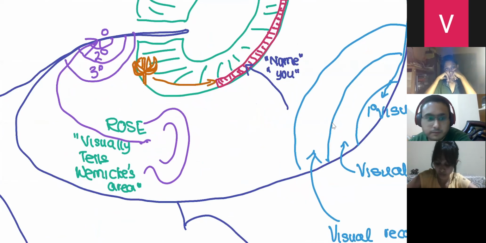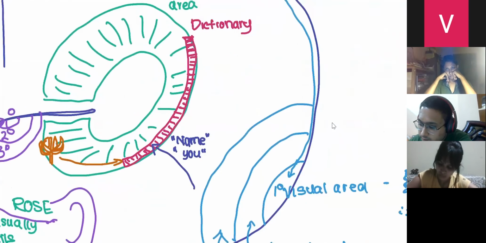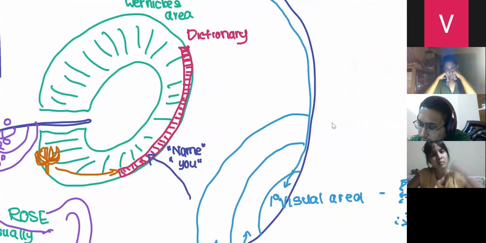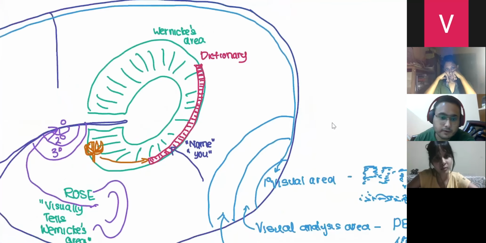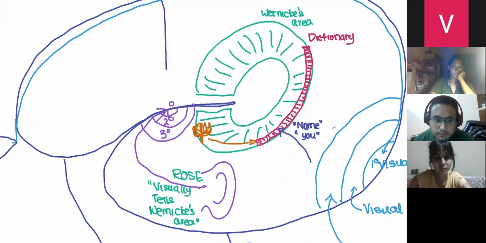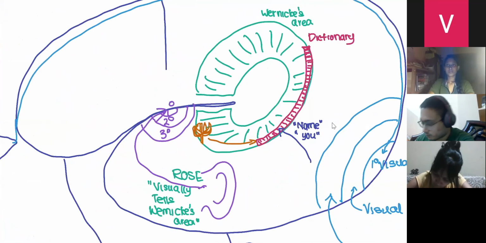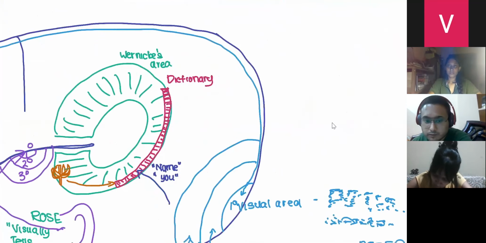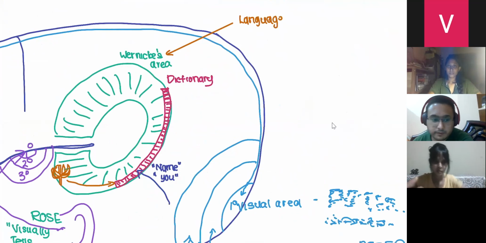That too, the area doesn't matter. I just wanted to tell you that there's a dictionary here. Because there can be damage to this dictionary. We will discuss that. Now, everything is fine. This is where language comprehension occurs. Wernicke's area is involved in language comprehension.